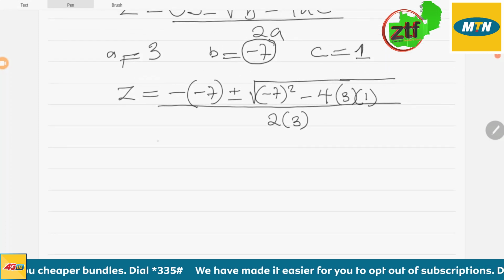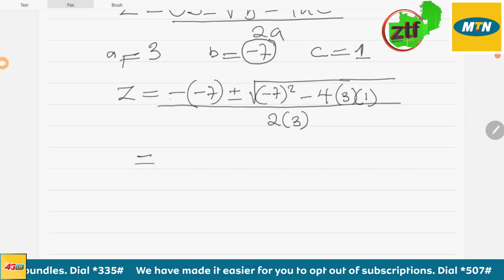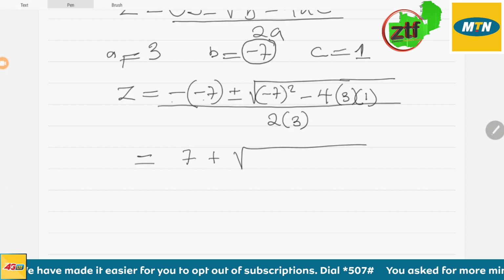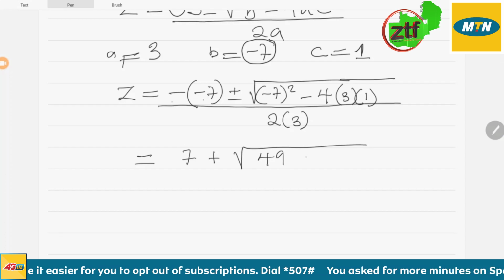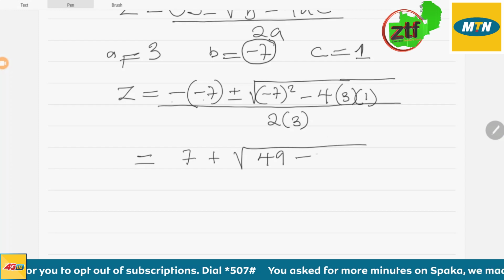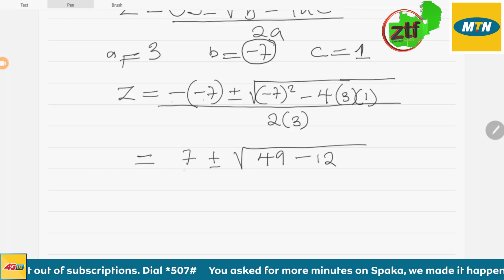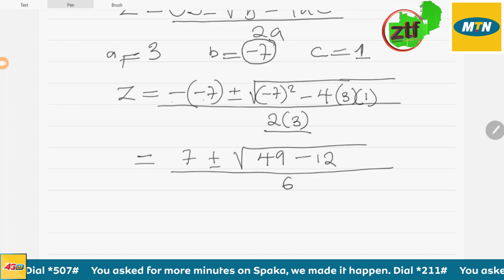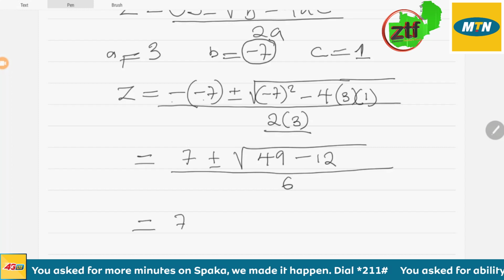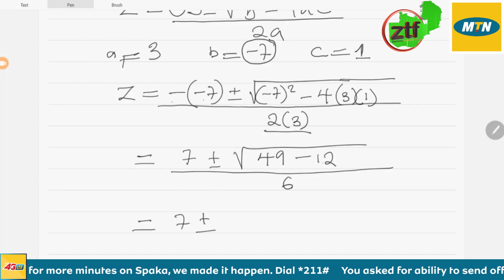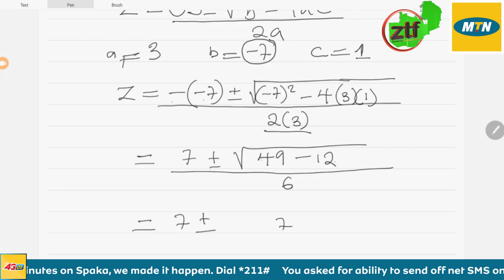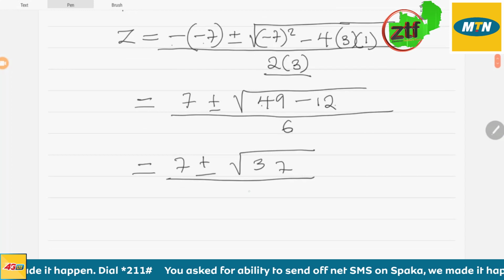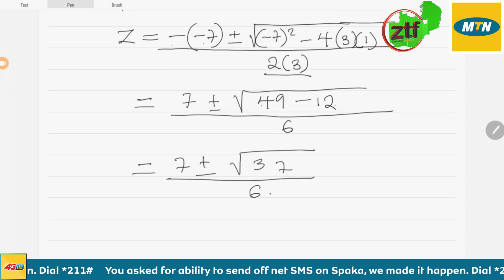And so what we are going to do now is simply to simplify the given equations. This negative is expanding that, so we are going to have 7 plus or minus the square root of negative 7 squared gives you 49 here. Then 4 times 3 times 1, we have minus 12. Then everything over 6, because 2 times 3 gives us the 6. Now from there, we are going to progress slowly and say 7 plus or minus the square root of 49 minus 12. We have 49 minus 12, that is 37. So you have the square root of 37, everything over 6. We are calculating for the value of Z.